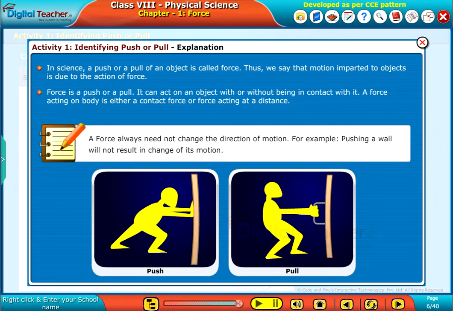Note: a force always need not change the direction of motion. For example, pushing a wall will not result in change of its motion.